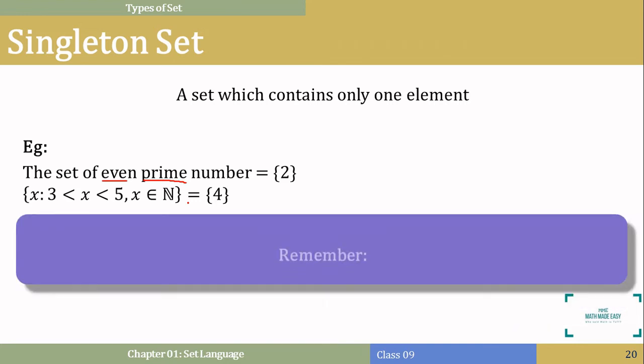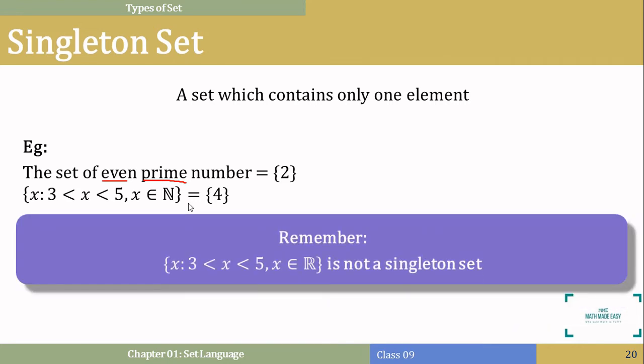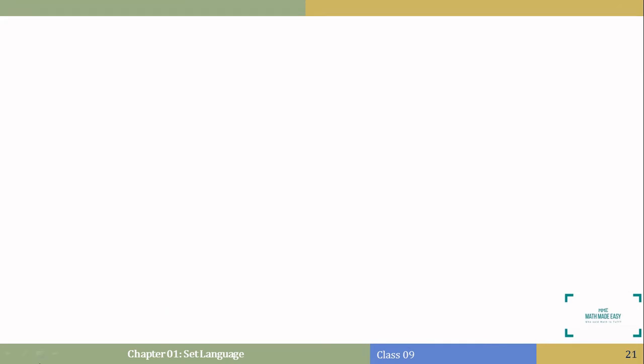Remember that the set of x such that 3 < x < 5, where x belongs to the real numbers, is not a singleton set. Just now we saw that the set where x belongs to the natural numbers is a singleton set, but where x belongs to the real numbers it is not. Guess why it is so? Pause the video and guess. Glad if you paused the video and checked it, or if you haven't, no problem, I'm not going to hate you.